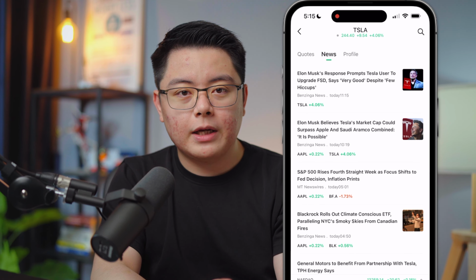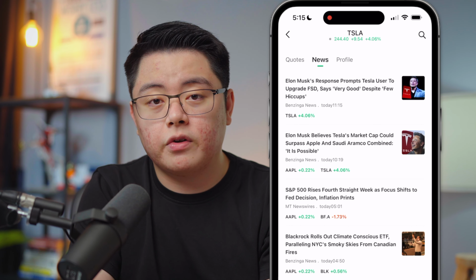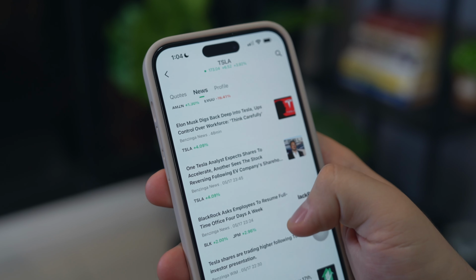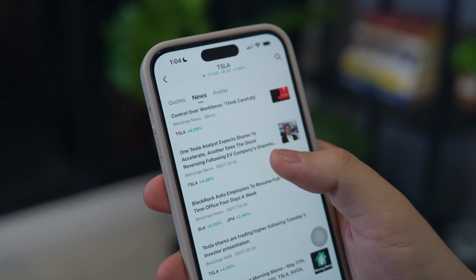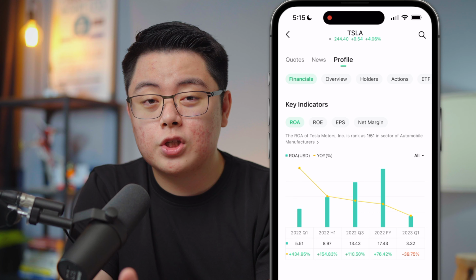And the news tab, I think it's pretty self-explanatory. M+Global actually gives you a list of live updated news from famous sites like Benzinga News, MT News Wires and more, which is a good way for you to stay updated on the company for free. That's always nice, right? And lastly, the profile tab, also another huge tab by itself.